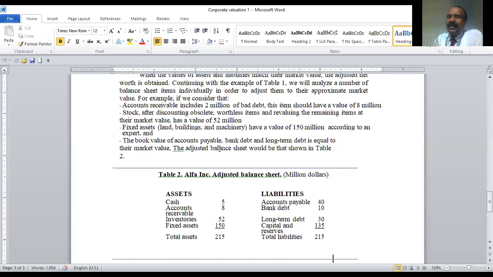Those merchant services, in common language, we call brokerage. When you buy a house, you approach a broker. In the same way, from a company's point of view, the company appoints professional appraisers or valuers, and they come and value the company.